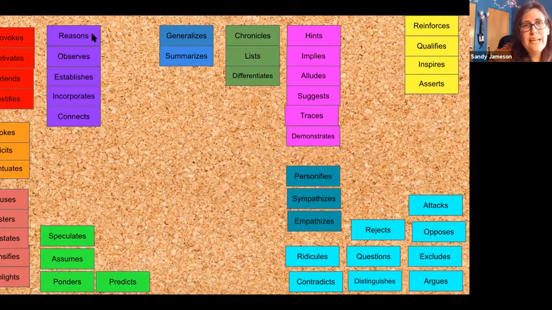We've got, I like this purple category, reasons, observes, establishes, incorporates, and connects. These are sort of your basic verbs to describe when the author is using reasoning or evidence in a very non-judgmental kind of way. They're not in favor of it, they're not against it, they're just putting it out there.